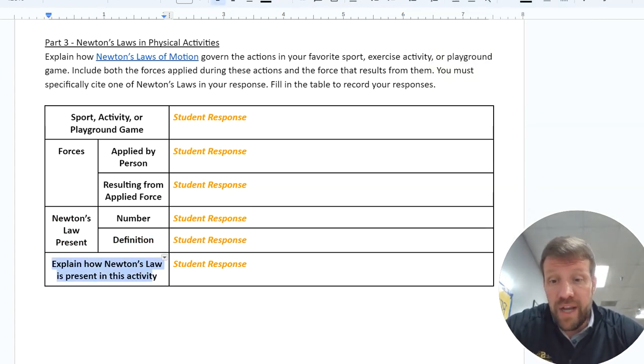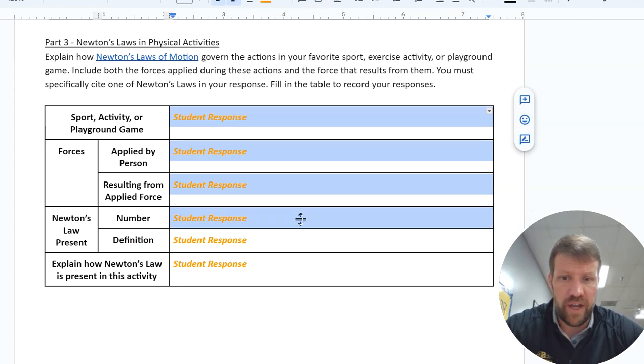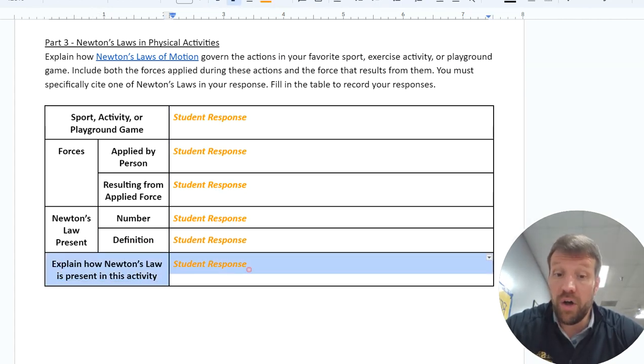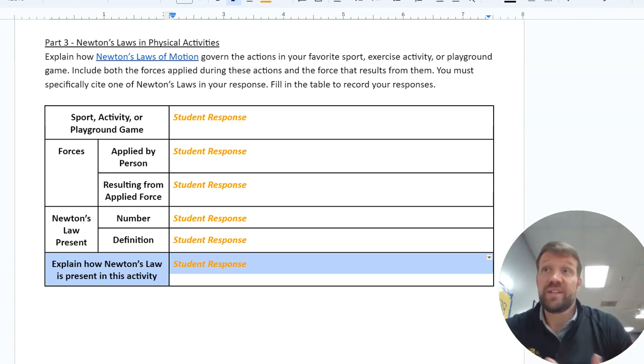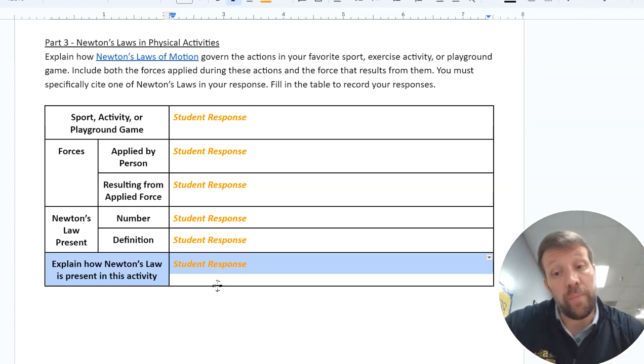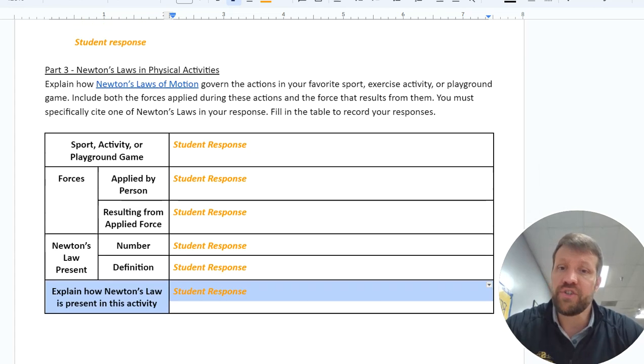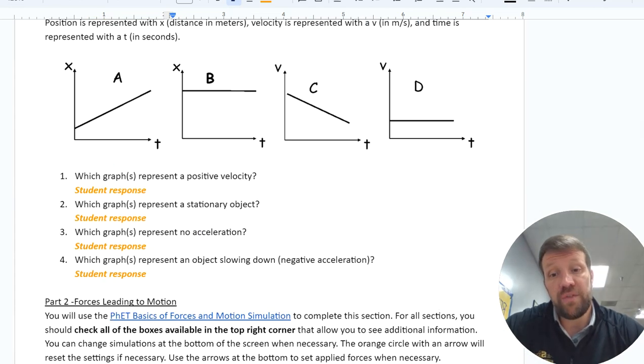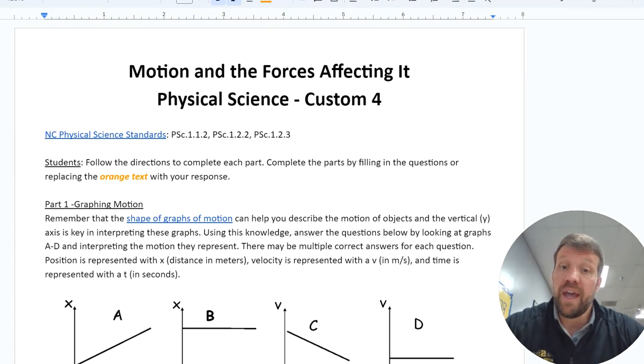And then briefly down here at the bottom, so these are all short responses, right? You're just kind of giving me the quick response there. And the last one, you're going to explain how Newton's law is present. So kind of give a description as to, oh, this is the equal and opposite forces, and so it's Newton's third law. So hopefully that helps clarify what you're answering here as you do all these different portions. Always try to respond where the orange is, please, and good luck.